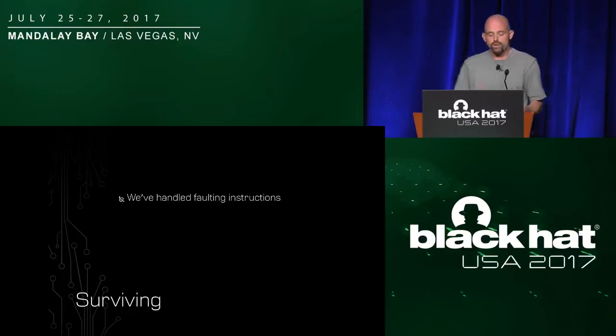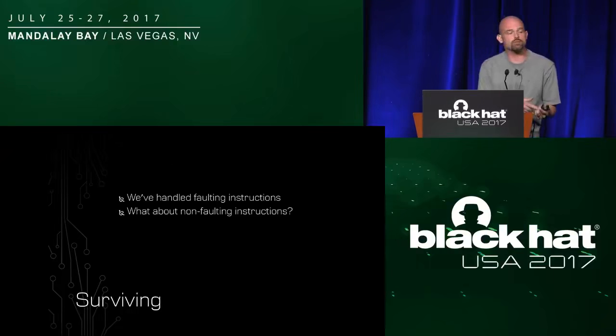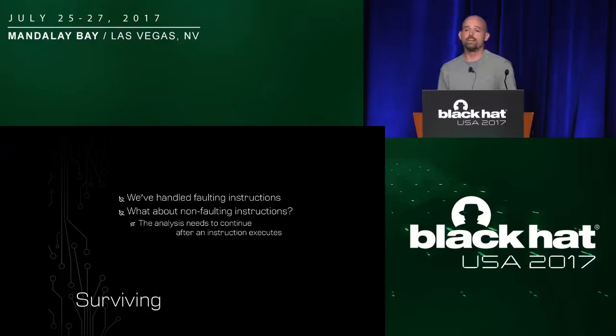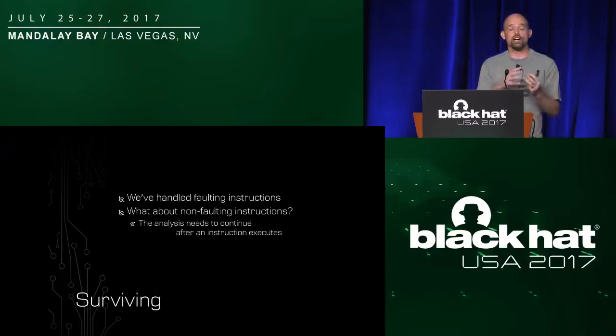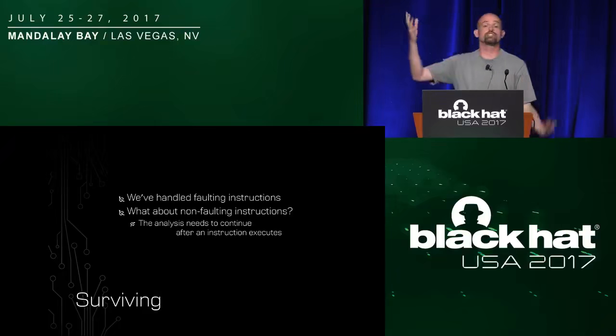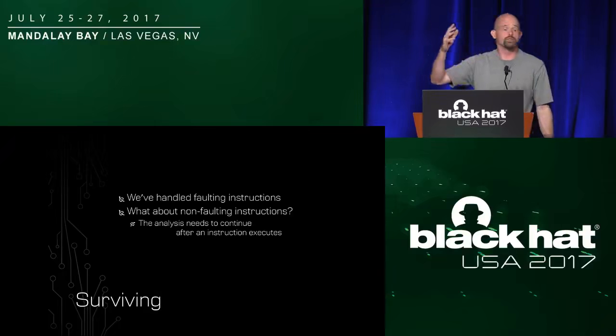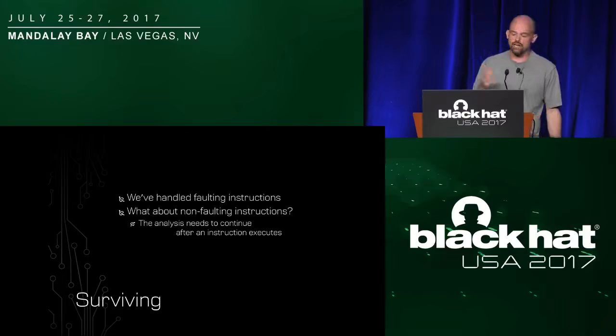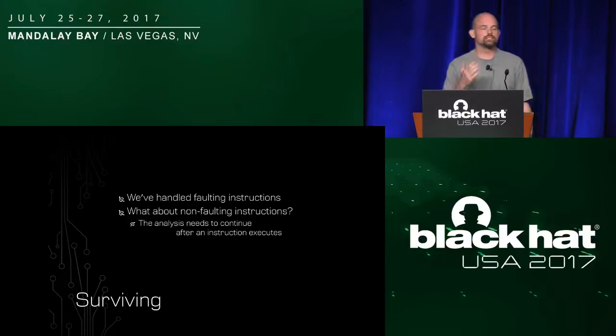So we've handled faulting instructions. Now we need to think about non-faulting instructions. Basically, the analysis needs to continue after an instruction successfully executes. Imagine that you randomly generate an instruction that says jump back 40 bytes. Well, now you're going to be executing random code, and that's going to irrevocably corrupt your process state, and the injector is going to come crashing down. We don't want that to occur. We need to systematically get control back after these instructions execute.